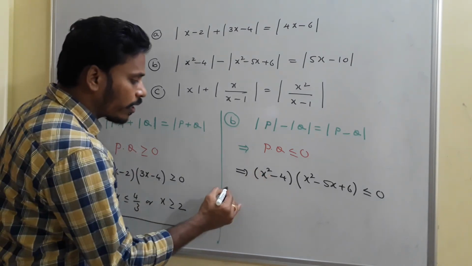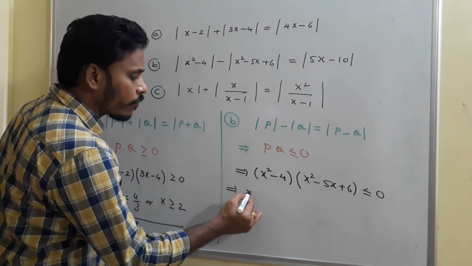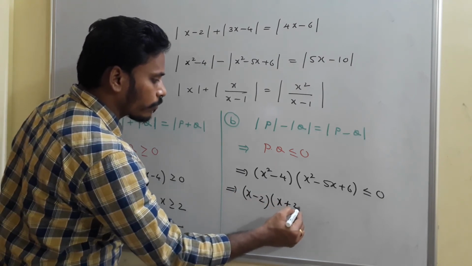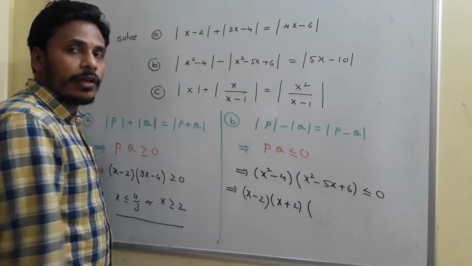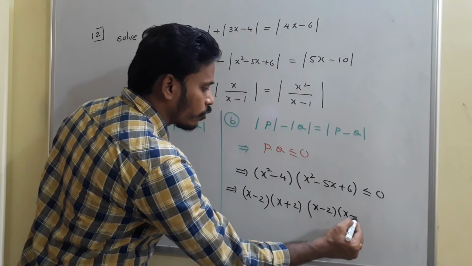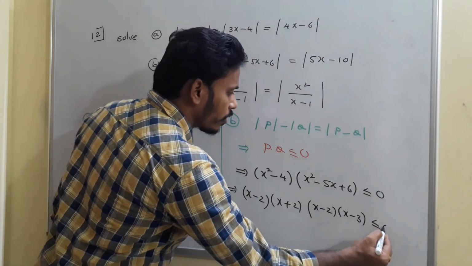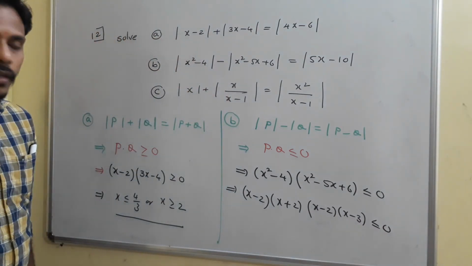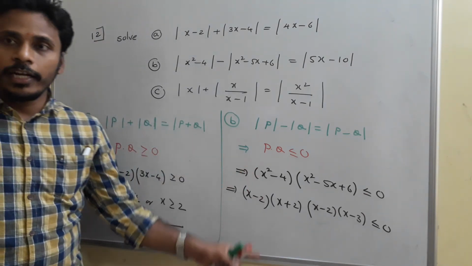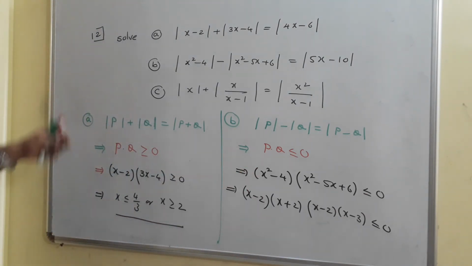And what do you say about x² − 4? x² − 4 is simply (x − 2)(x + 2). And what do you say about x² − 5x + 6? It is again (x − 2)(x − 3), which is less than or equal to 0. So the product of these four terms is less than or equal to 0, and I need to solve it. For the space, I am erasing this.